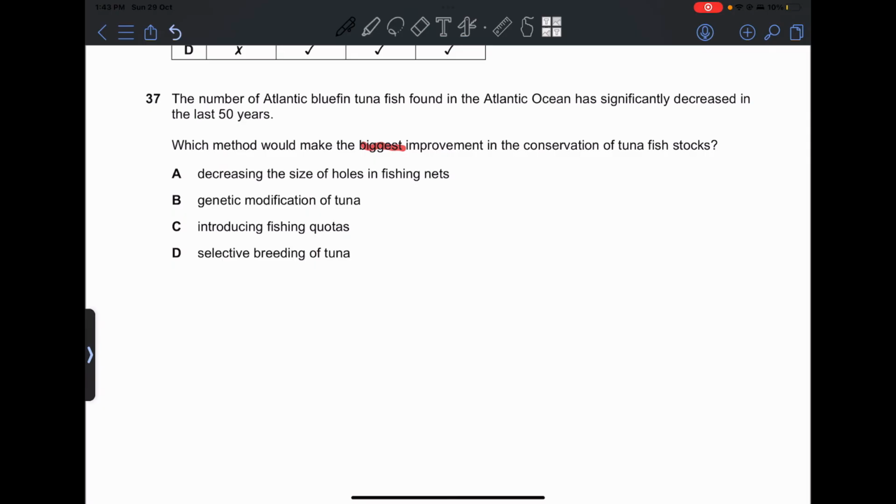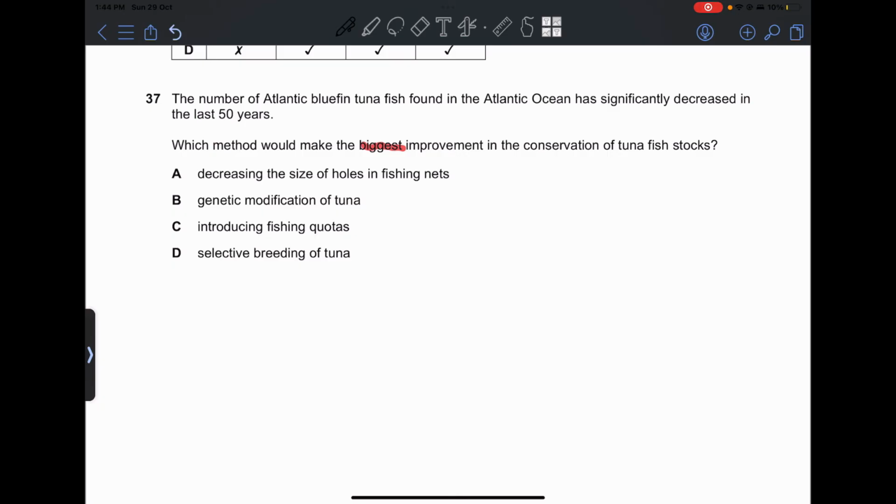A says decreasing the size of holes in fishing nets. Now, this will work on a small scale because it will decrease the amount of small fish being fished, but it will allow larger fish to be fished still. So this will affect the reproduction in the sea and may decrease the population. B says genetic modification of tuna. This will take a long time to work because it will require natural selection for all the fish in the sea to become only genetically modified. So this will not work.